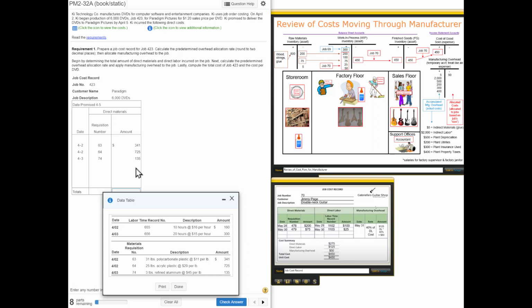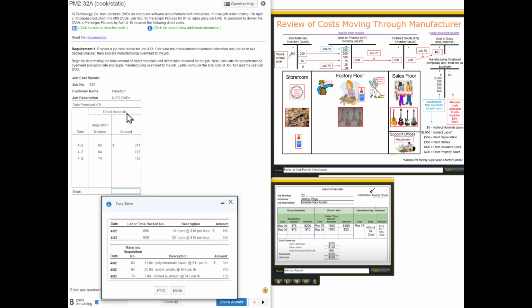Alright, so we're set to begin. So the first thing we have to do, similar to what we did here, we add up the direct materials. So what we're going to do is add up 341 plus 725 plus 135, which gives us direct materials of $1,201.